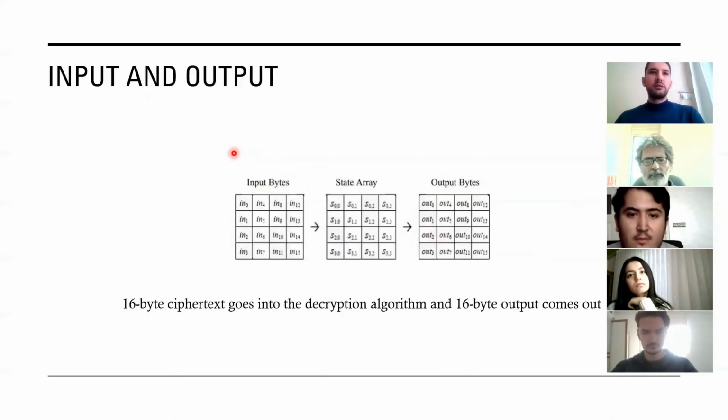So let's see the inputs and outputs of the decryption algorithm. As in the encryption algorithm, we have 16 bytes of input data and 16 bytes of output data. Each byte consists of 8 bits.